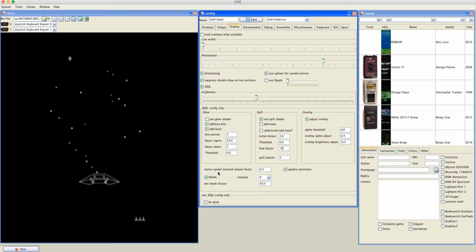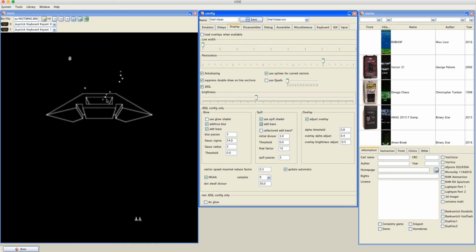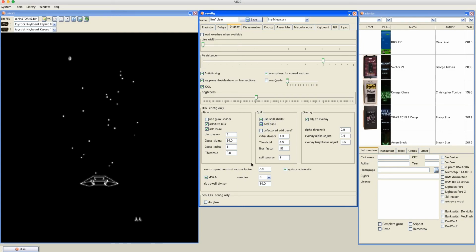What we actually want to do with the spill is configure some kind of spill and glow. What we can do now is add the base. The base is actually this original output. We can add the base, and now it looks already glowy. What I added here is the original base, this here.